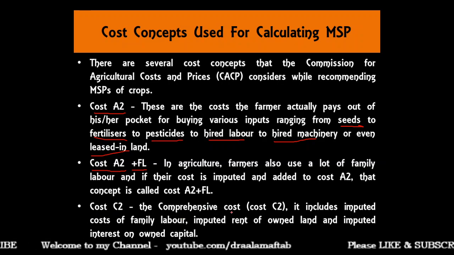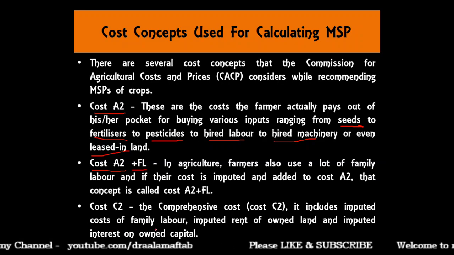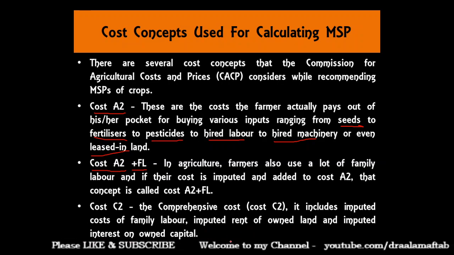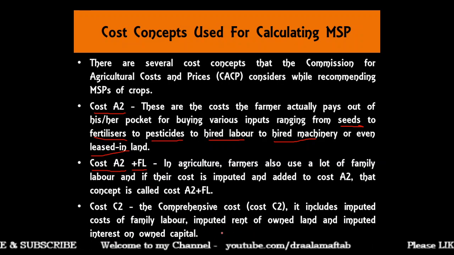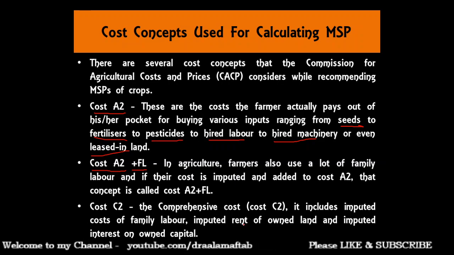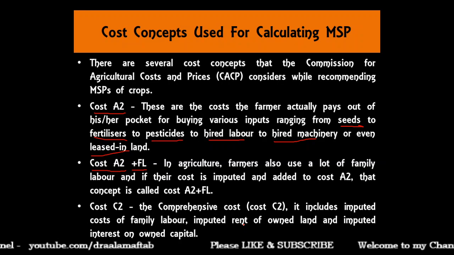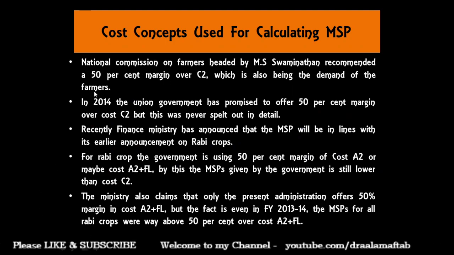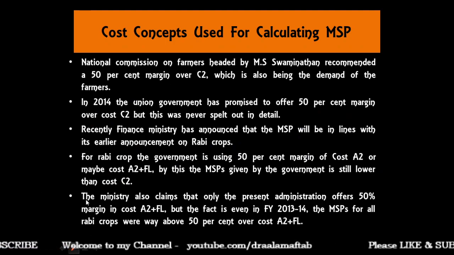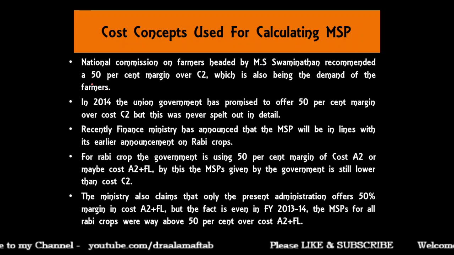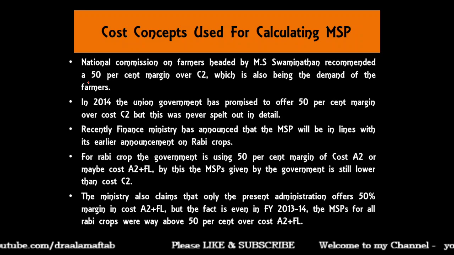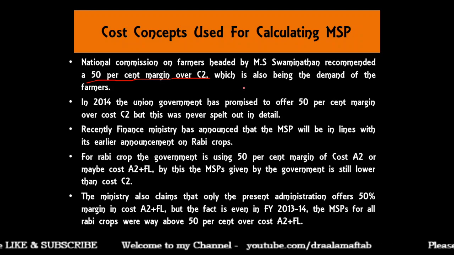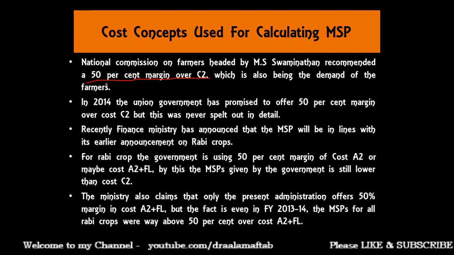This is comprehensive cost. It includes all the imputed costs of family labor, plus imputed rent of owned land, imputed interest on owned capital, and everything else. This is the most comprehensive cost concept, which should be considered, as the experts suggest. In fact, the National Commission on Farmers, headed by M.S. Swaminathan, recommended a 50% margin over C2 as MSP. The MSP should be fixed at 50% over and above C2.